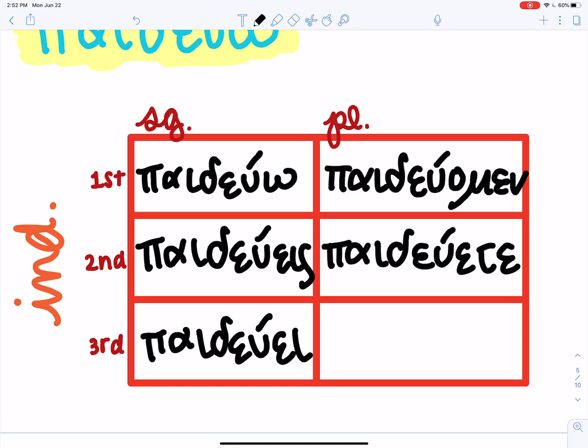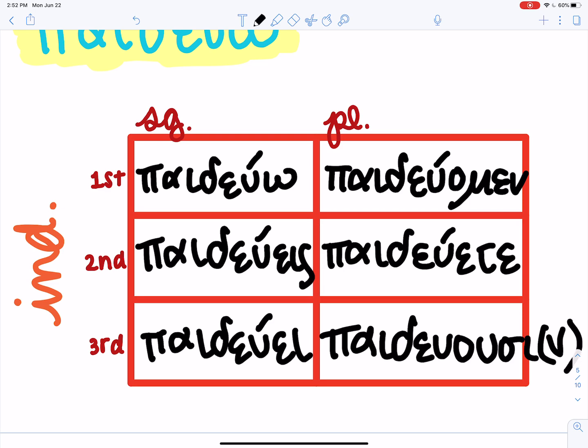Now onto our final form. Paideu, and then ousi. And remember, there's that removable nu at the end. And we put that acute on the ultima, and then because the iota there is short, we'll move back two syllables. So one, two, paideuousi.